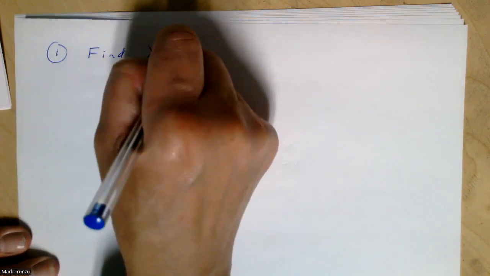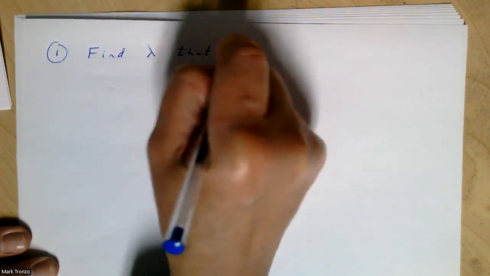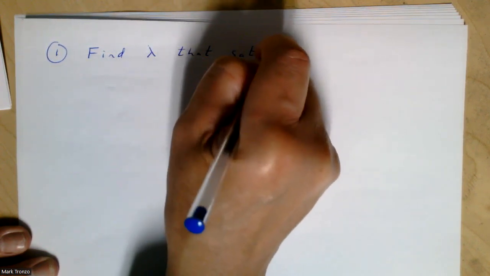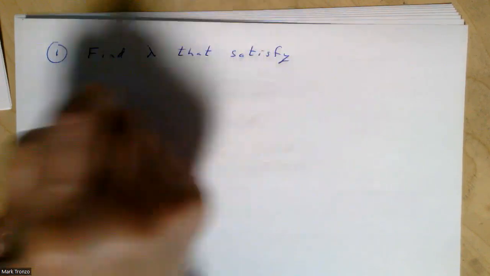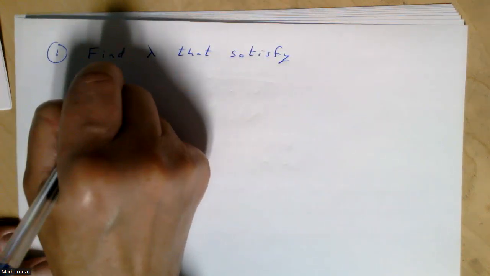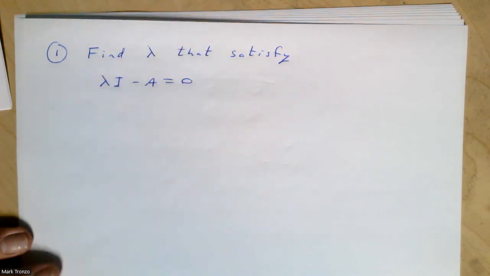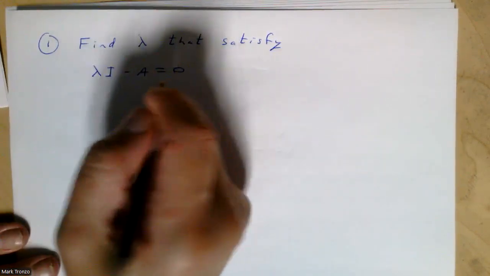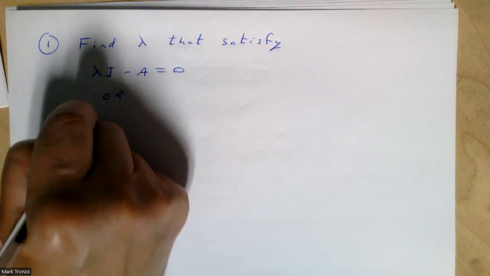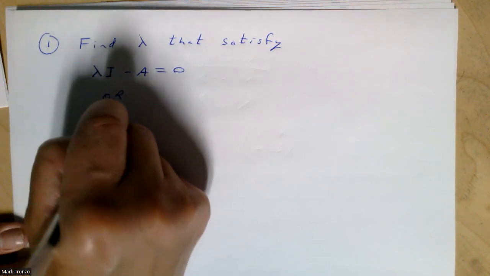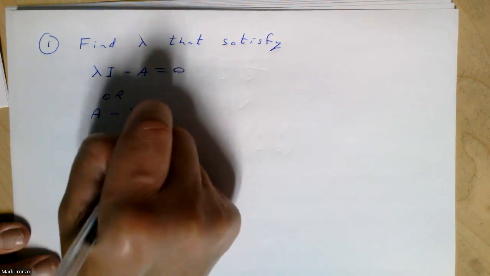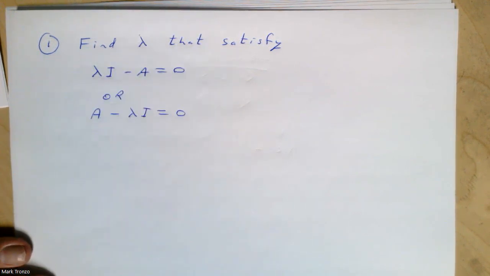We find lambdas that satisfy lambda I minus A equals 0. Or a lot of times in many books, they'll use it the other way around, or you can solve A minus lambda I is 0. Either one will work.